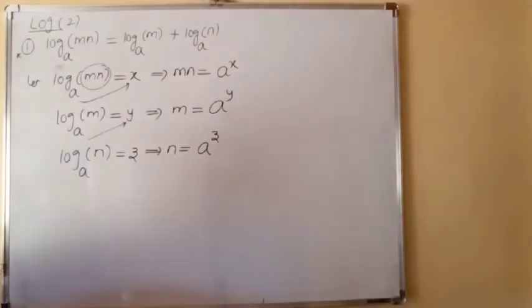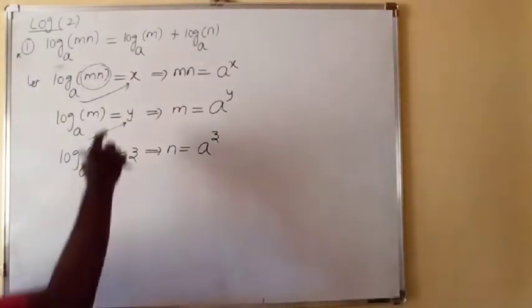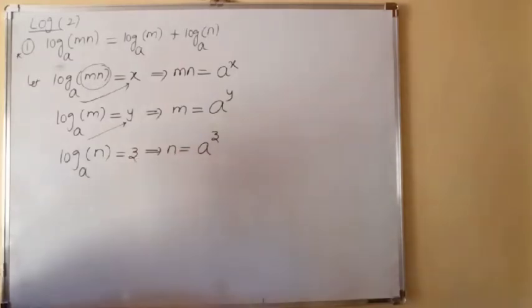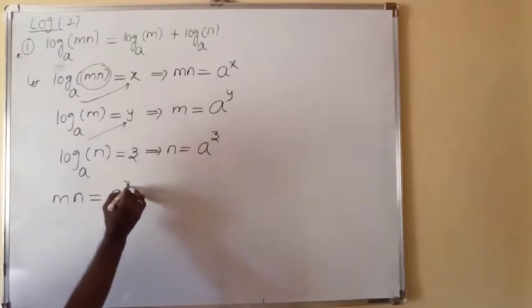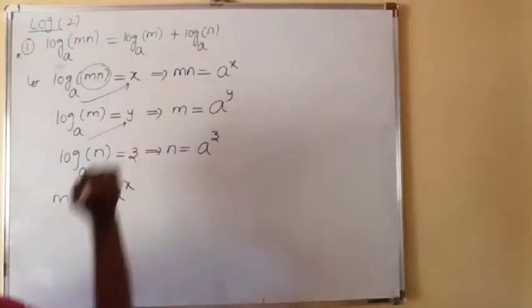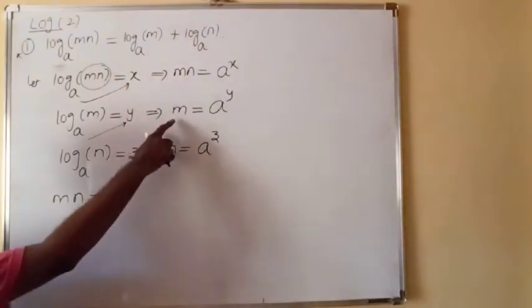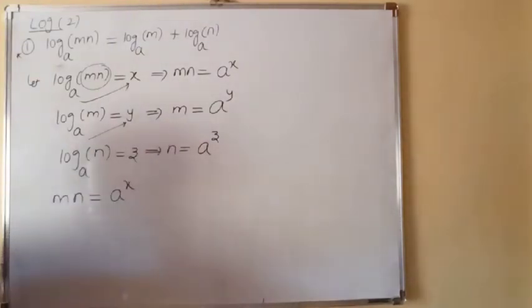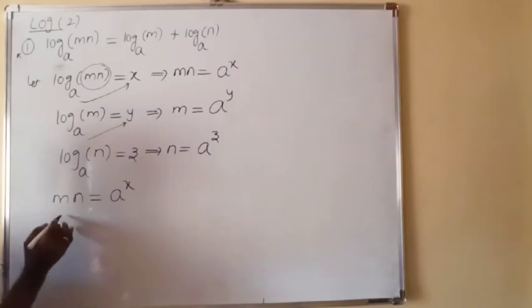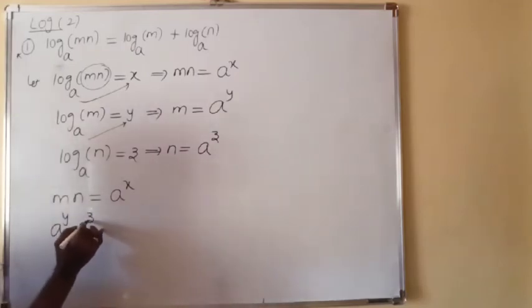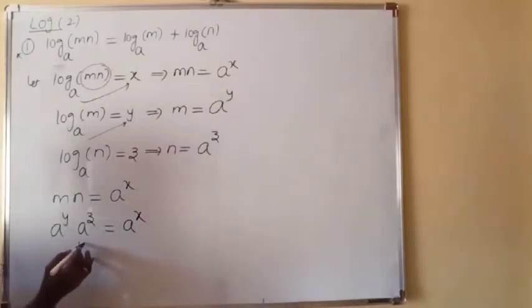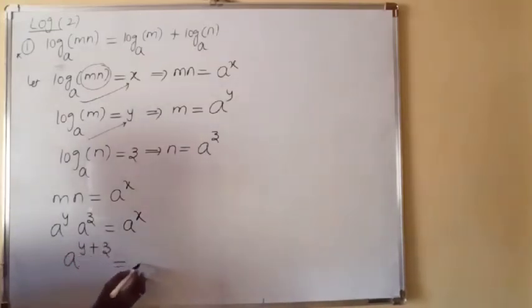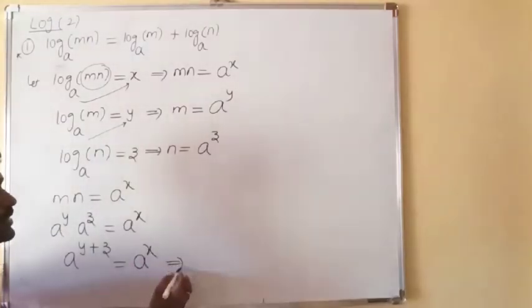Now according to this law, we have to prove that x is equal to y plus z. Look at the first equation. What did we get for m into n? a power x. But what is m? a power y. What is n? a power z. Substitute here. Then what will you get? a power y into a power z is equal to a power x. a power y into a power z is nothing but a power y plus z, equal to a power x. As the bases are equal, the exponents are also equal.